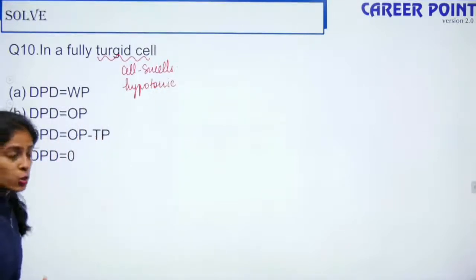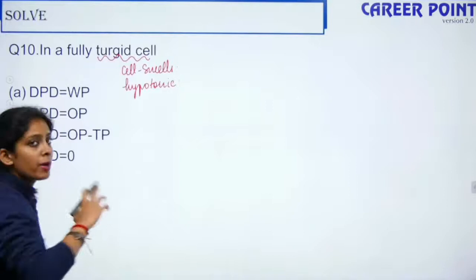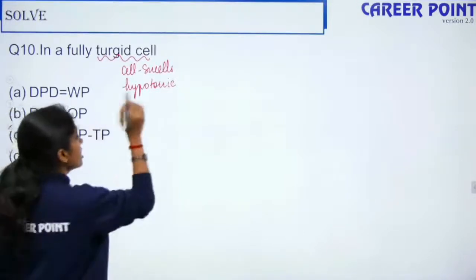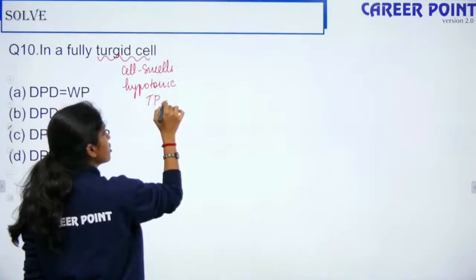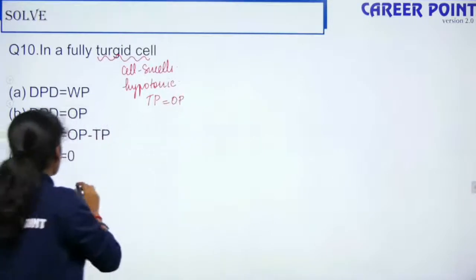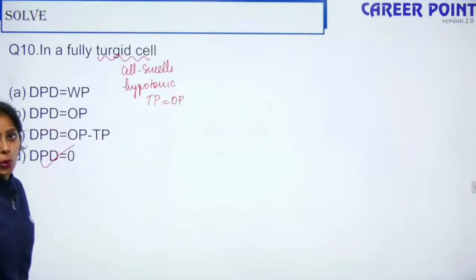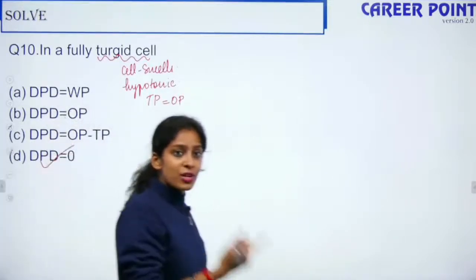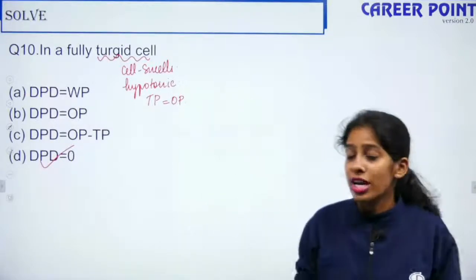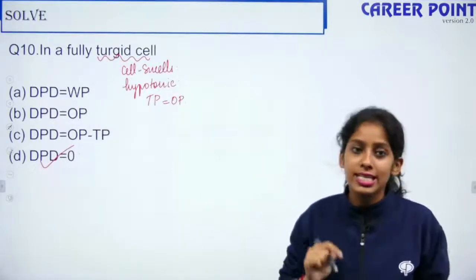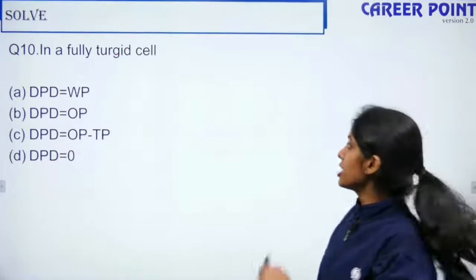So when the cell swells, what happens? Your DPD is 0 because in a turgid cell, your turgor pressure is equal to your osmotic pressure. So your DPD is 0 here. But in a flaccid cell, your DPD is maximum. Sorry, in a plasmolysed cell, your DPD is maximum. Alright, so let's move forward.